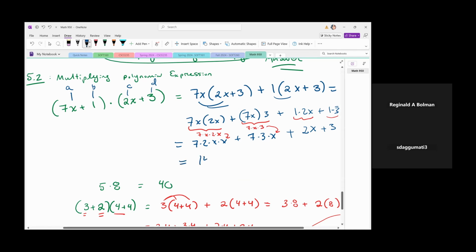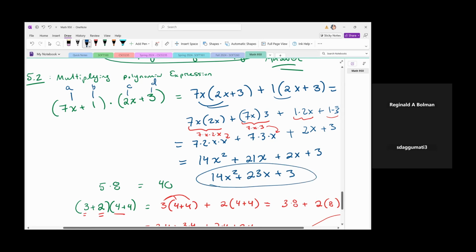So 7 times 2 gives us 14. x times x is x squared. 7 times 3 is 21. And we've got a 2x and a 3. 21x plus 2x gives us 23x. We have a 3 left over and a 14x squared. All right, so we've got 14x squared plus 23x plus 3, and that's all we've got to do. Good job, guys. Good job.